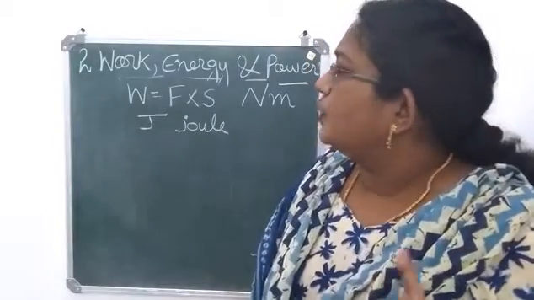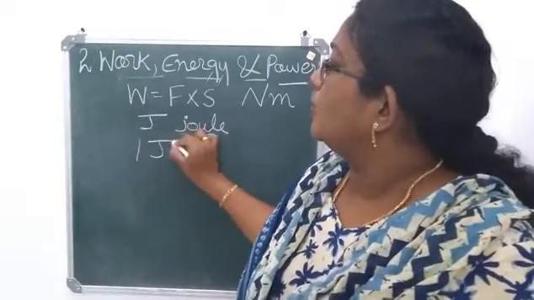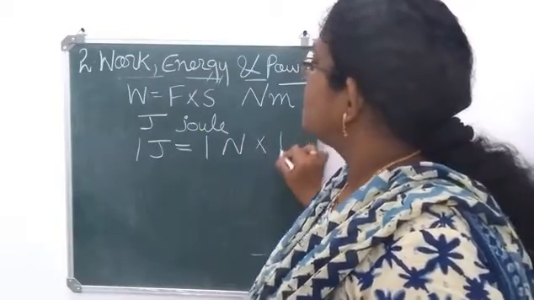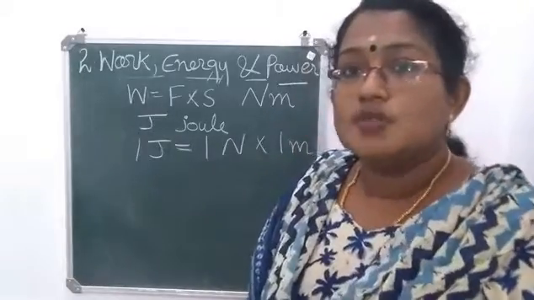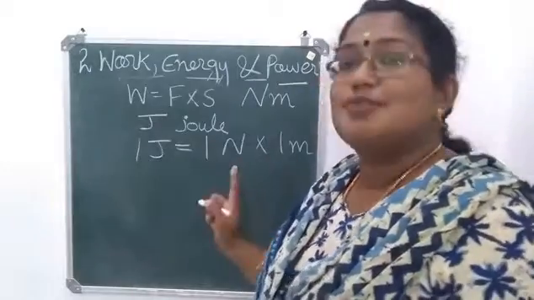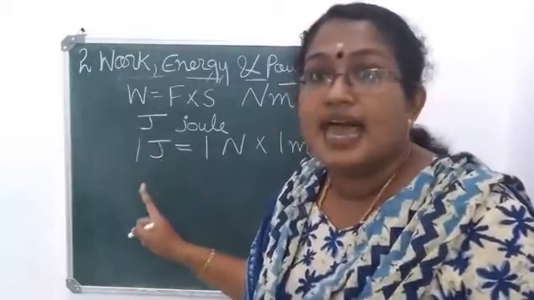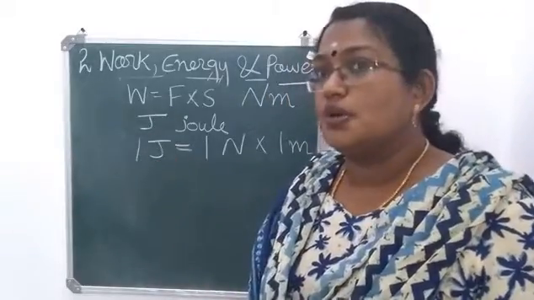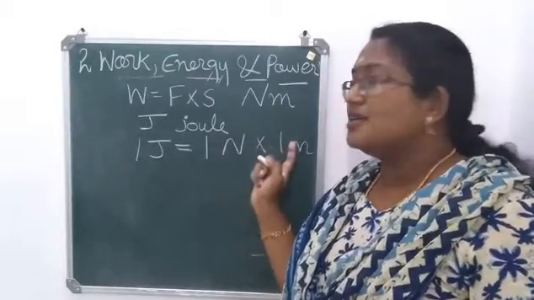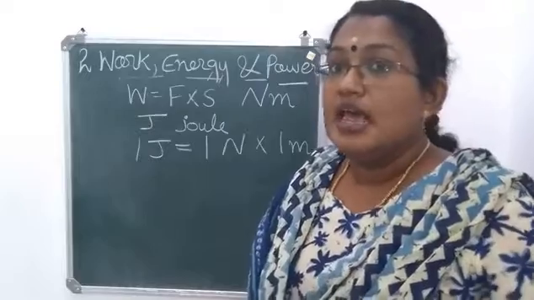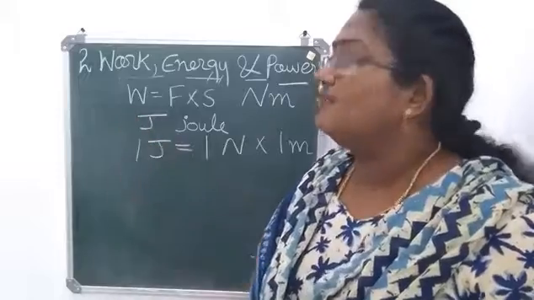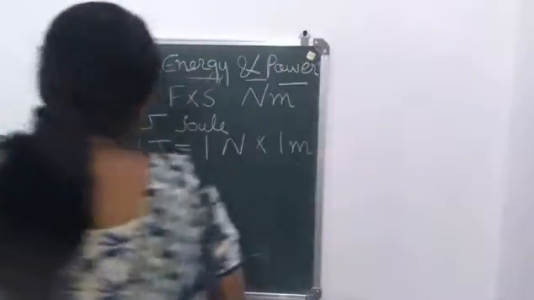Now, how can you define 1 joule? When will you get the work done as 1 joule? If force is 1 Newton and displacement is 1 meter, isn't it? If the force is 1 Newton and displacement is 1 meter, we will be getting the work done as 1 joule. So how will you define 1 joule? 1 joule is the work done when a force of 1 Newton displaces a body by 1 meter. Okay? When a force of 1 Newton displaces a body by 1 meter, then the work done will be 1 joule. Now, what about the CGS unit?